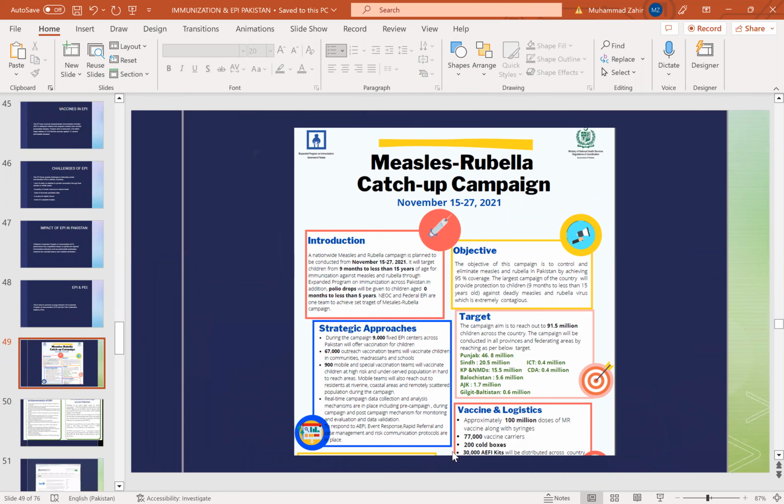Measles Rubella Catch-up Campaign. The nationwide measles rubella campaign is planned to be conducted in November. It started basically in 2021. The target was 9 months to 15 years of age, for immunization against measles and rubella through the expanded program on immunization across Pakistan. The objective was to protect children aged 9 months to 15 years against measles and rubella.